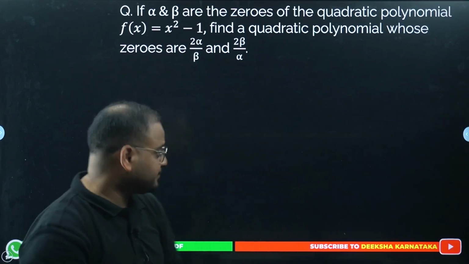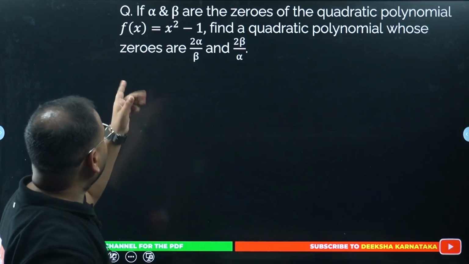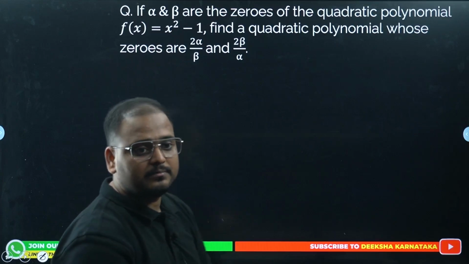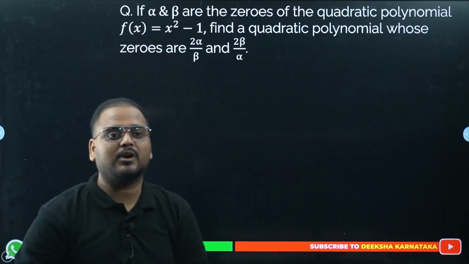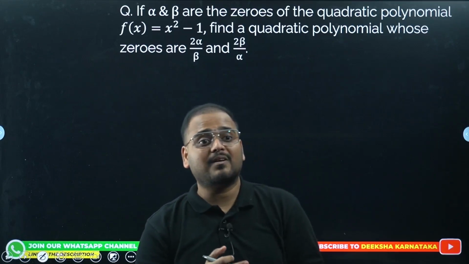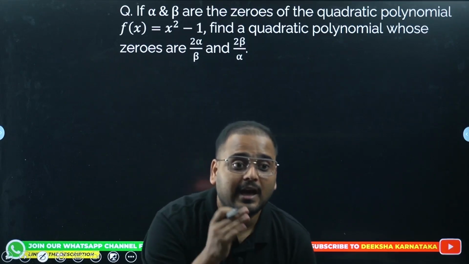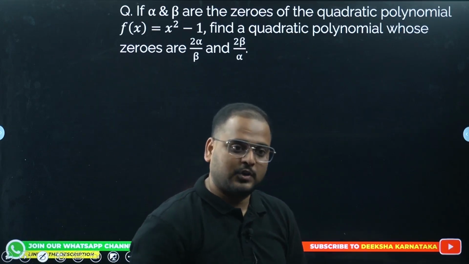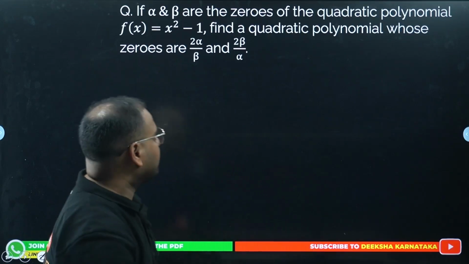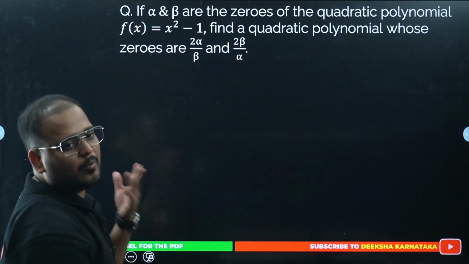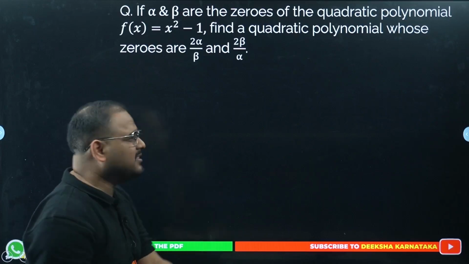Okay, great. All right. So now over here, if alpha and beta are the zeros of the quadratic polynomial fx equals x square minus 1, find a quadratic polynomial whose zeros are 2 alpha by beta and 2 beta by alpha. How will we do it, sir? Find the zeros. Don't get complicated. Make it easy. Make it easiest.